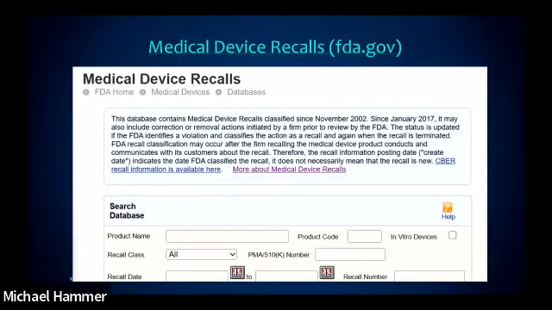You can just type in a product name. I didn't do the same example, but if you want to know the product code, I can type in PHL for exoskeletons, and it's going to tell me all the recalls that have been posted. I can select my time frame and be aware of those.